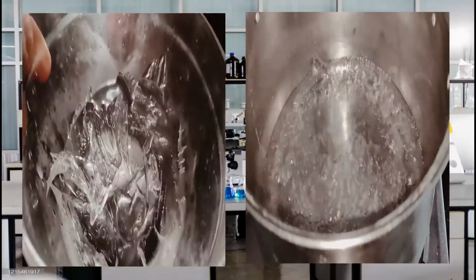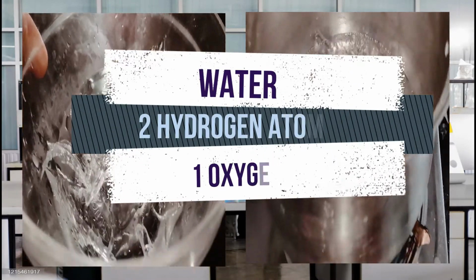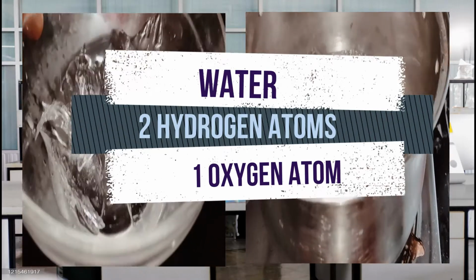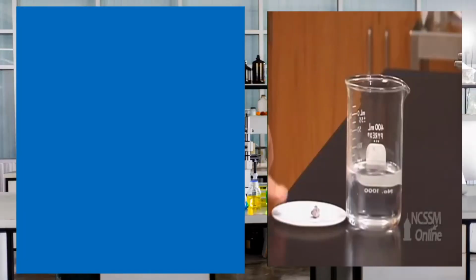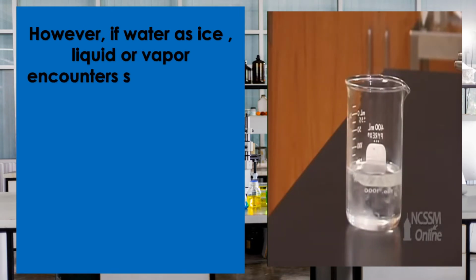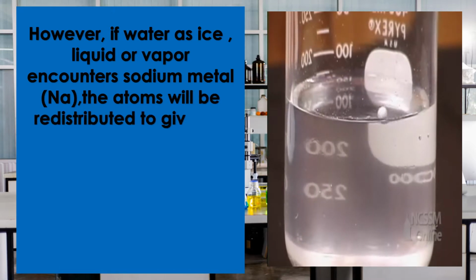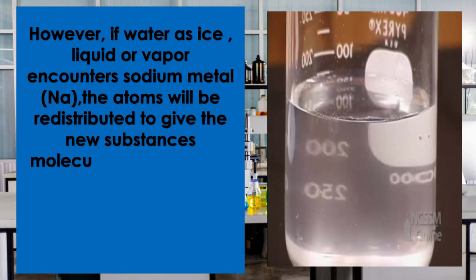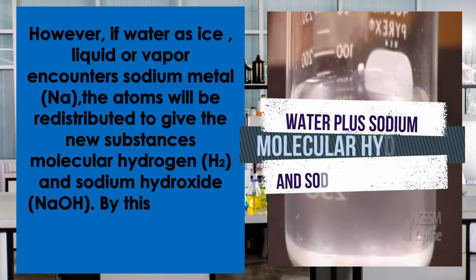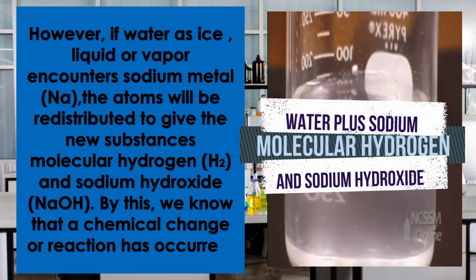No matter what its physical state, water is the same compound, with each molecule composed of 2 atoms of hydrogen and 1 atom of oxygen. However, if water as ice, liquid, or vapor encounters sodium metal, the atoms will be redistributed to give the new substances molecular hydrogen and sodium hydroxide. By this, we know that a chemical change or reaction has occurred.